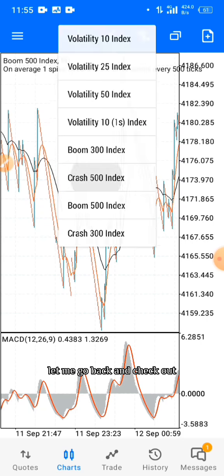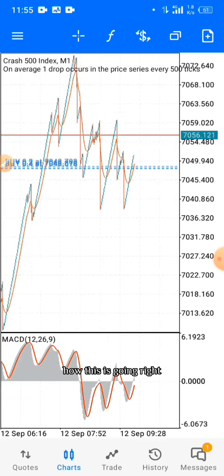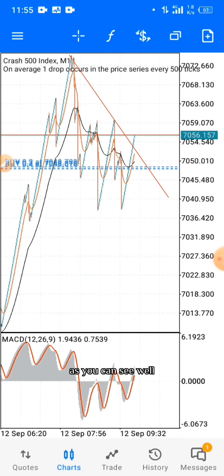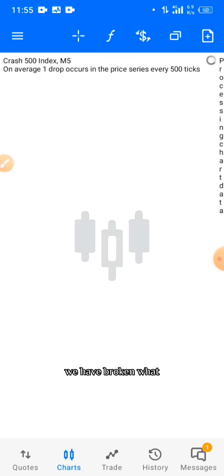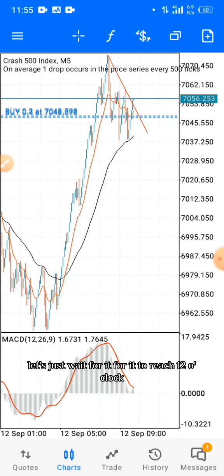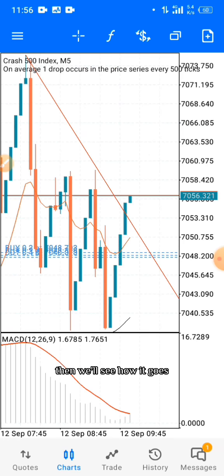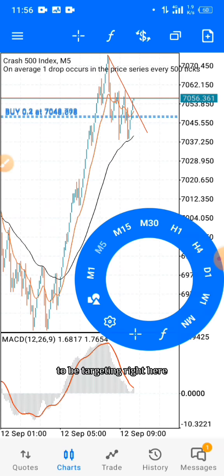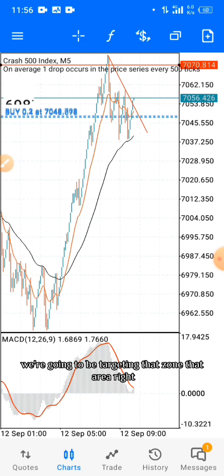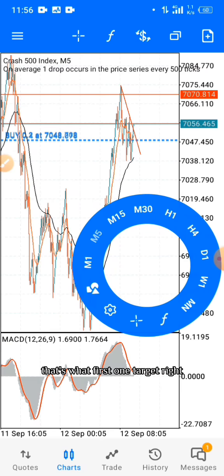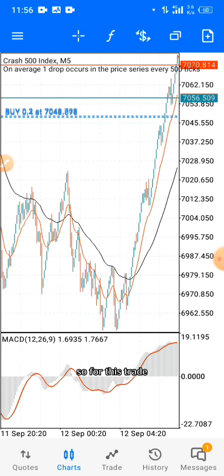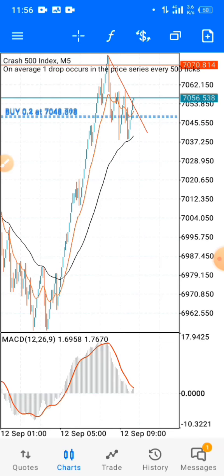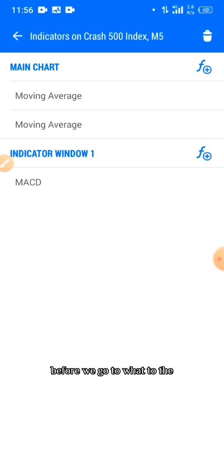Let me go back and check how this is going, right? As you can see, we've broken one. Let's just wait for it to reach 12 o'clock, then we'll see how this trade goes. But as of now, we've already broken the trend line, which means we're going to be targeting right here. We're going to be targeting that zone, that area, right? That's our first target, right?